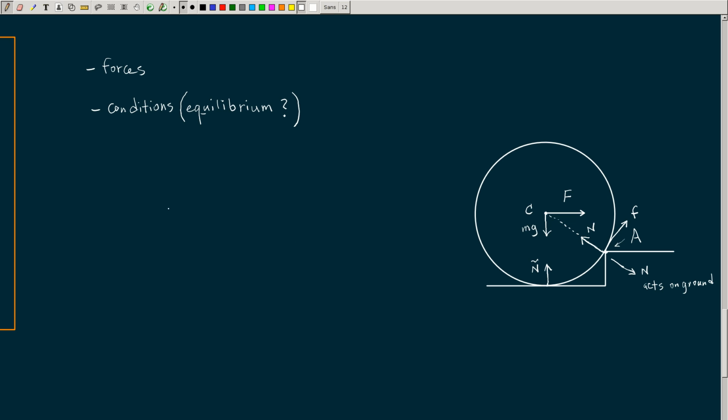So let's get to the solution. We found out about the forces. We don't assume that this force is necessarily 0. So let's write the sigma F is 0.